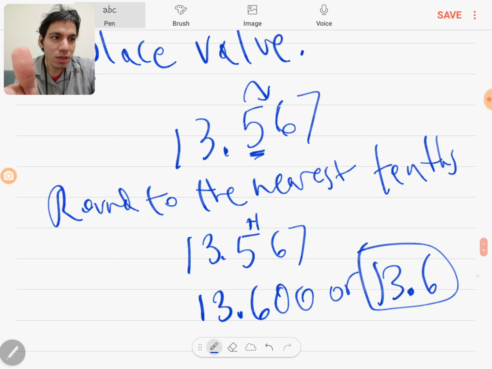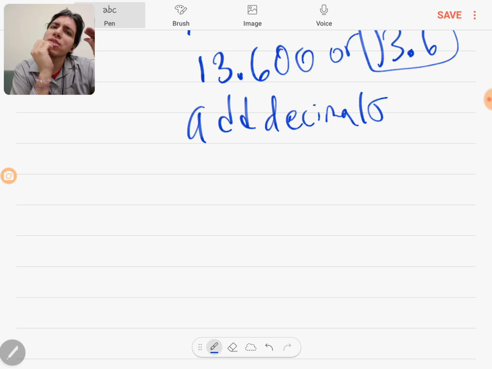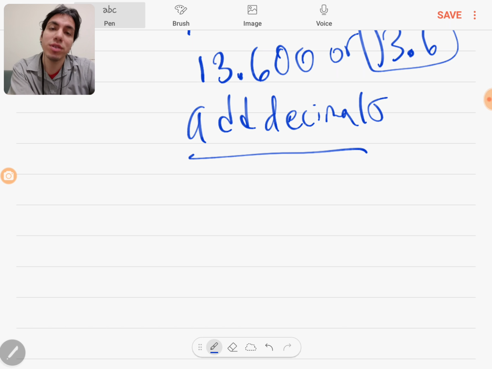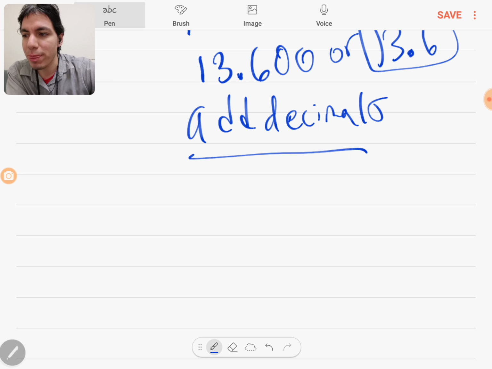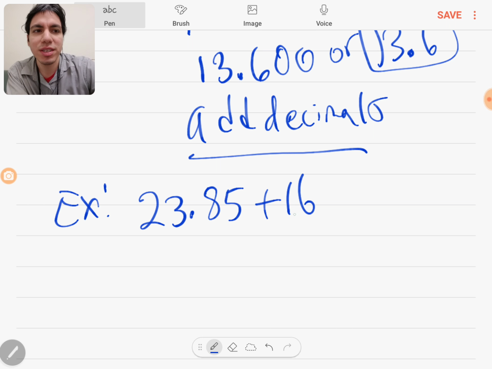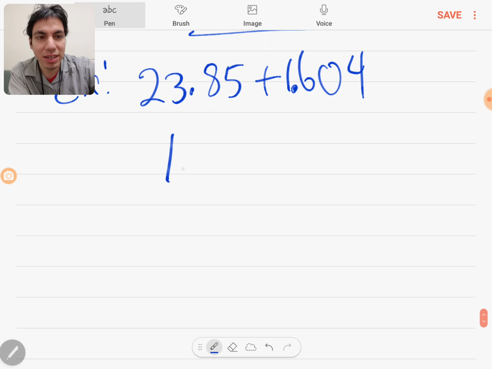Very simple. All right, now let's talk about adding decimals. The key idea is you want to line up your decimals vertically, perfectly straight, because if you don't, you're going to make a big mistake. For example, if I gave you 23.85 plus 1.604, and you were to add these horizontally, you're likely to make a mistake. So clearly you want to make sure everything is lined up perfectly.